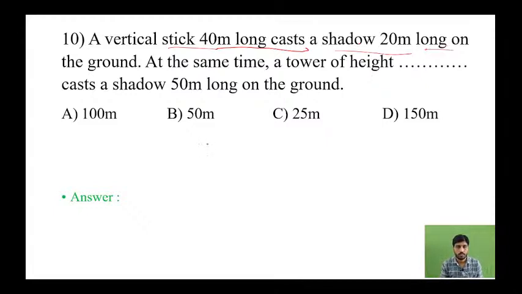On the ground. Suppose this is a stick which is 40 meter long. This will cast a shadow on the ground of 20 meter long. At the same time, a tower of unknown height, which we will call X, casts a shadow of 50 meter.